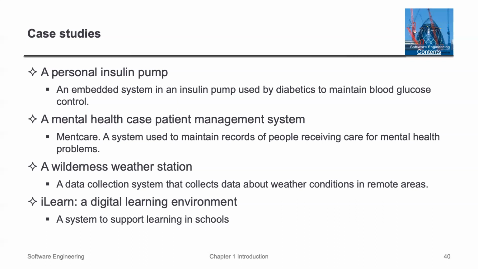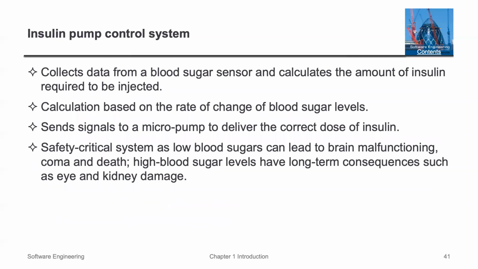We'll just quickly wind through these one at a time, and you can go back and reference them in case you want to review them, as we review these in future chapters. An insulin pump control system collects data from a blood sugar sensor and calculates the amount of insulin required to be injected as a result of that blood sugar level. The calculation is based on the rate of change of blood sugar levels. It sends a signal to a micro pump to deliver the correct dose of insulin, so the patient doesn't have to do anything; it does this automatically.